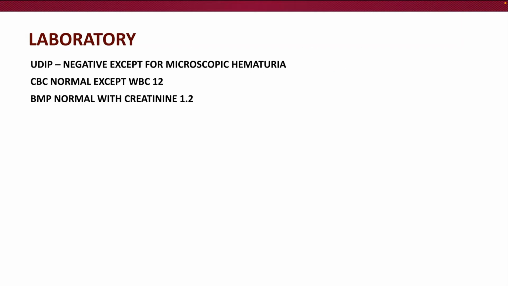All right, back to our case. So basic lab workup for acute presentation of renal colic is going to be a urine dip or urinalysis. This guy doesn't have any infection, but he's got some hematuria, a CBC, and a BMP. His white count's 12, and his BMP looks good. Creatinine's a little high, but normal, 1.2.